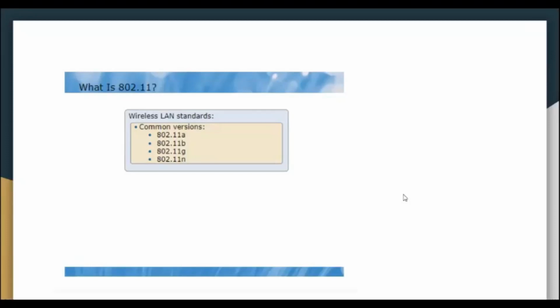The 802.11g attempts to combine the best of both 802.11a and 802.11b. So the 802.11g supports bandwidth up to 54 Mbps, and it uses the 2.4 gigahertz frequency.